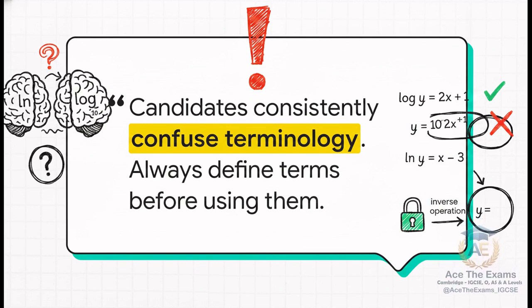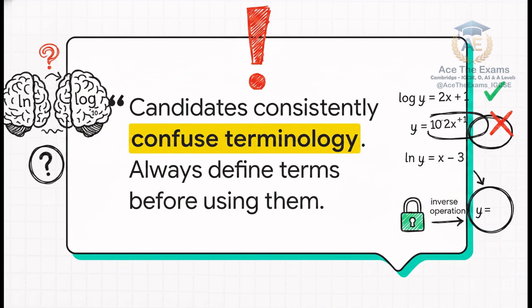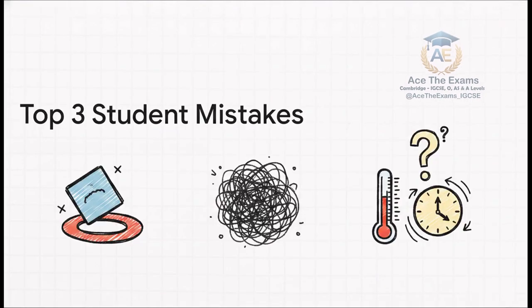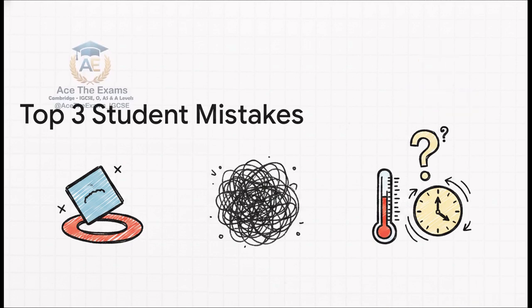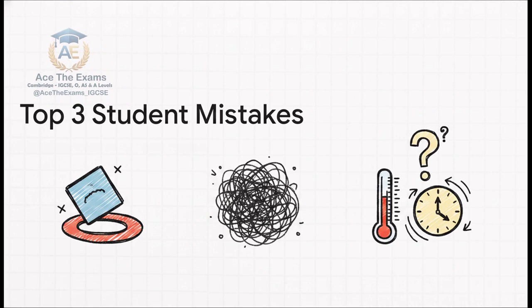You failed the command. You must define your terms, execute the final inverse operations, and completely isolate the variables exactly as commanded. You need to constantly check your work against these 3 specific, highly common errors. Mistake number 1, forgetting proper format. This often looks like writing down a rounded decimal when the question explicitly asks for an exact fraction or surd. That's just throwing easy marks away.